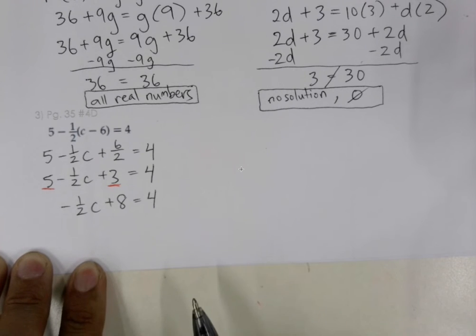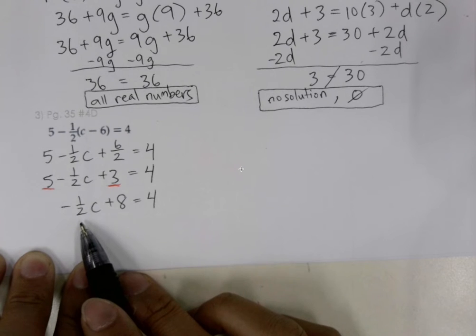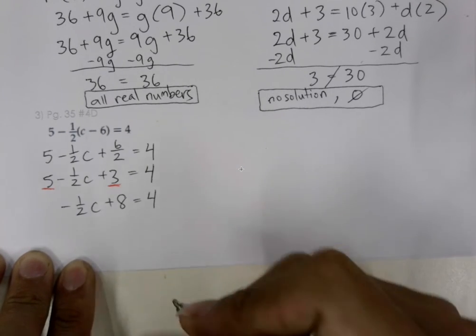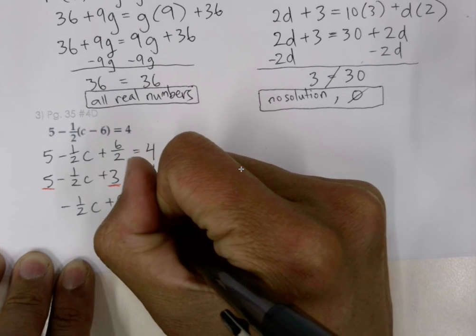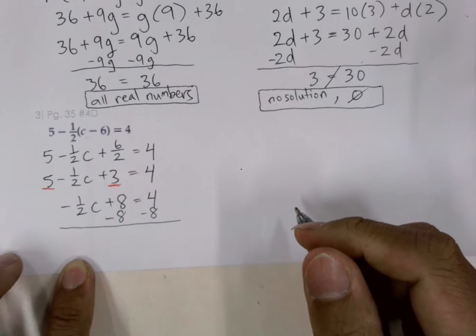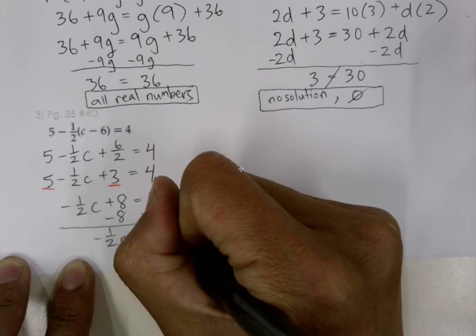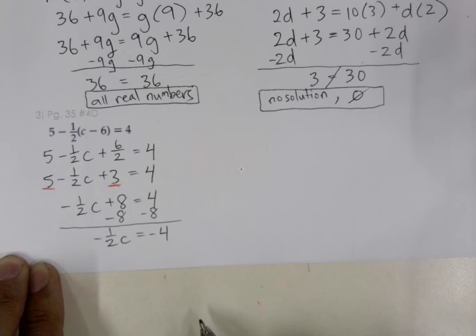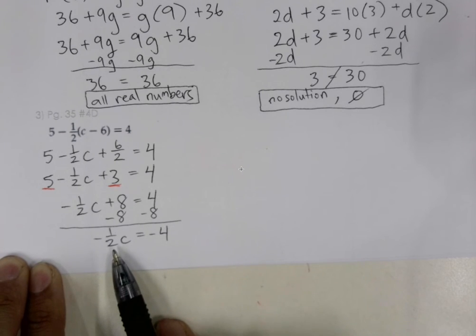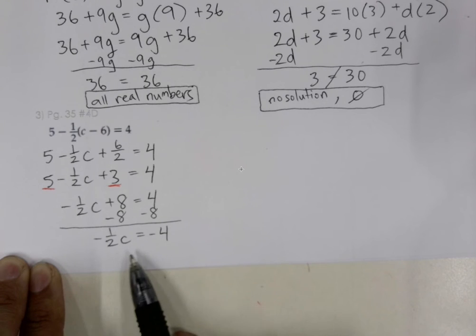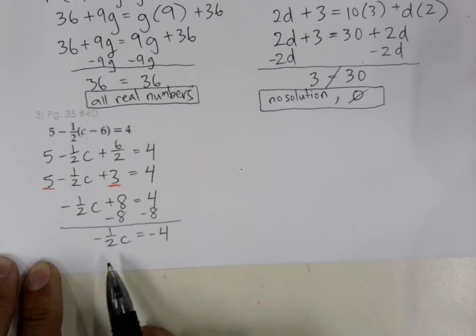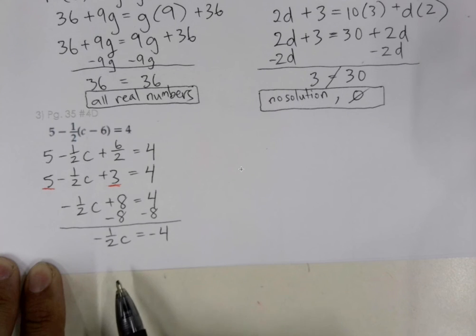Let's get the term with the c alone. Let's isolate the term with the c by moving the 8 to the other side of the equal sign. Let's subtract 8 from both sides of the equal sign. This leaves us with negative 1/2 c = negative 4. Now to remove the negative 1/2 in front of the c, we can multiply both sides of the equal sign by the reciprocal of negative 1/2. Let's do that now.